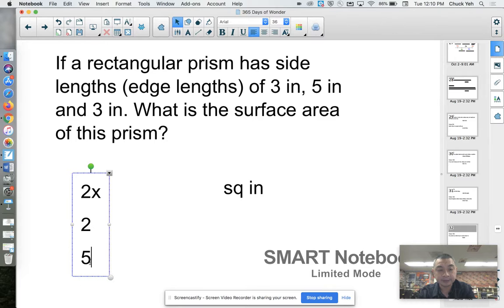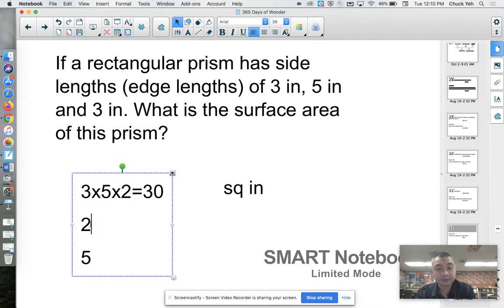All right. So one thing we can do is we can do 3 times 5, right? And that is 15. And then times 2 is 30. Then another one we can do is 5 times 3, or 3 times 5, whatever you want. We'll do 3 times 5 again. And then times 2, and that is 30.